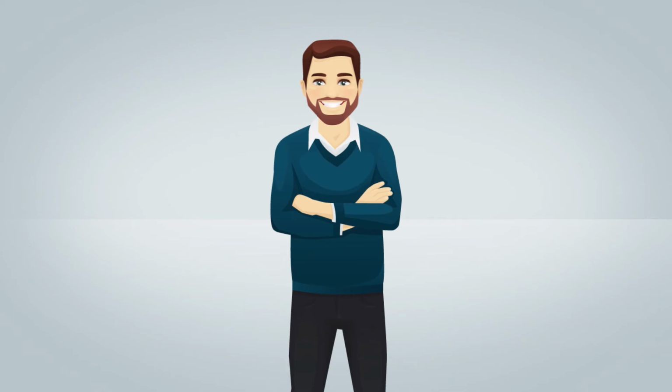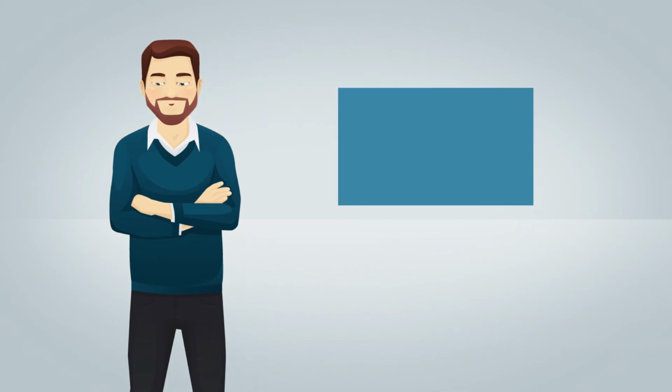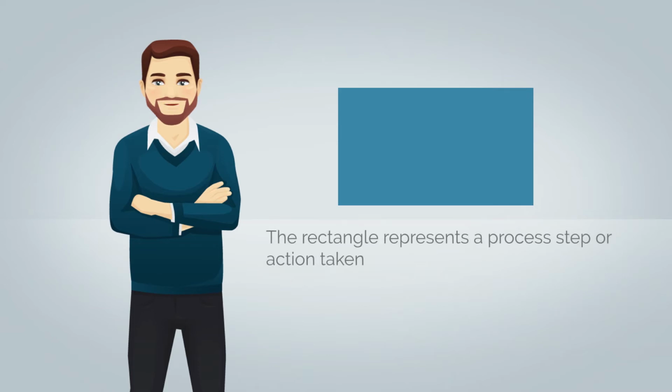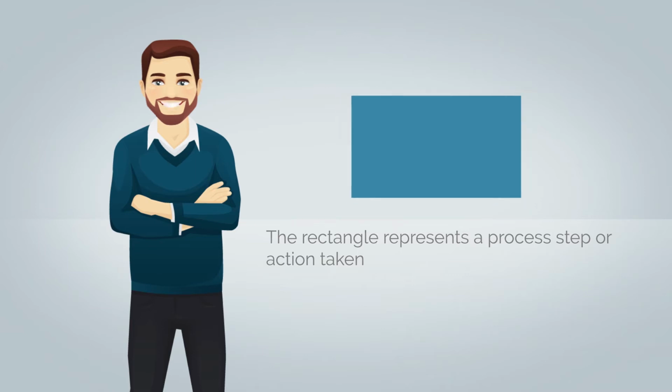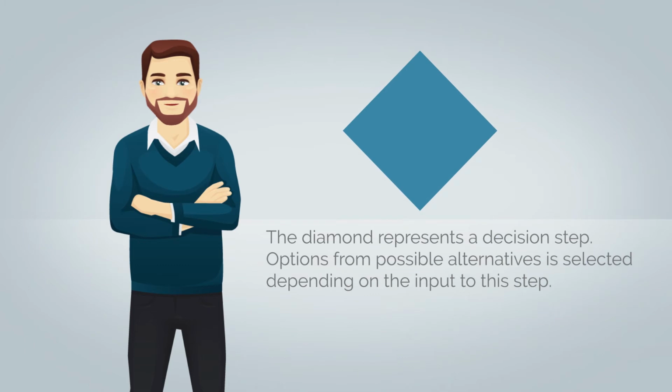Next, I will explain and show you the symbols used in the process map. The first symbol is a rectangle. The rectangle represents a process step, or action taken. Each process step has one or more inputs, does some activity, and creates one or more outputs. The next symbol is a diamond. The diamond represents a decision step. An option from possible alternatives is selected depending on the input to this step.